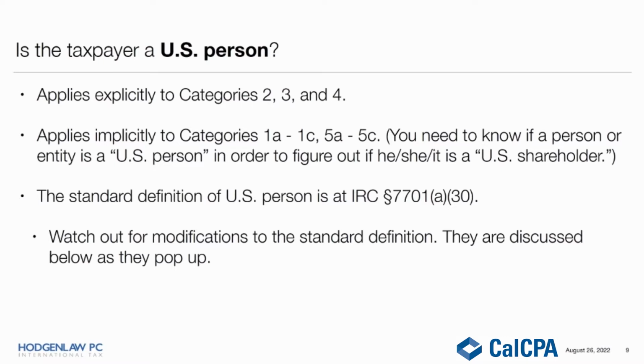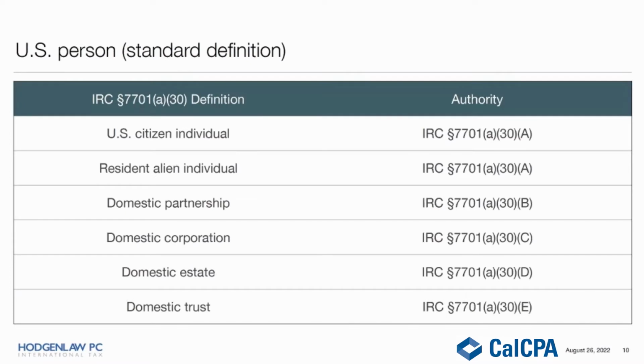So the standard definition of what a US person is, is Section 7701(a)(30). But why have one definition when you can have multiple? And as you'll see when we talk through categories 2, 3, and 4, US person has a different definition for those reasons than it does for the rest of the Internal Revenue Code. So this is what US person is defined to be, one of these people or entities.